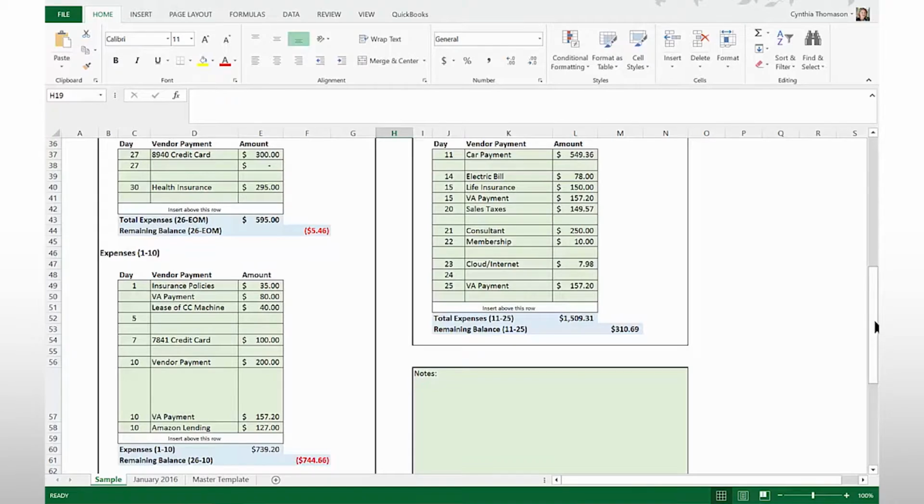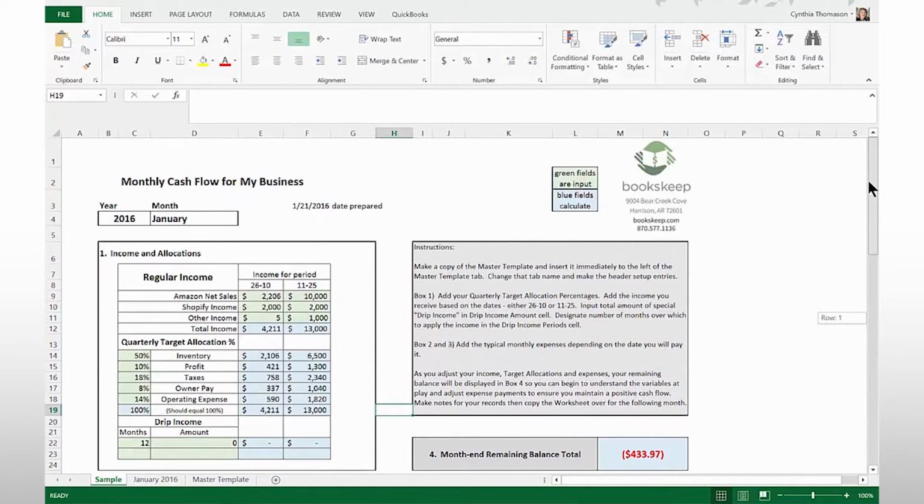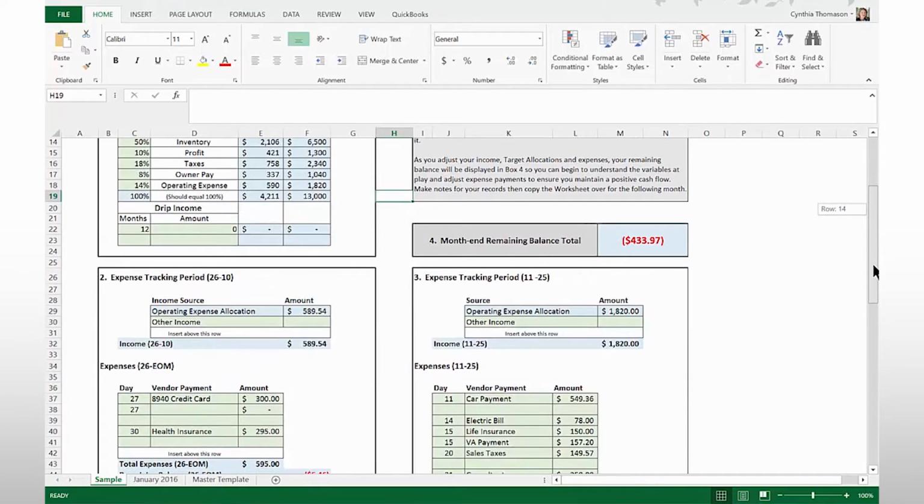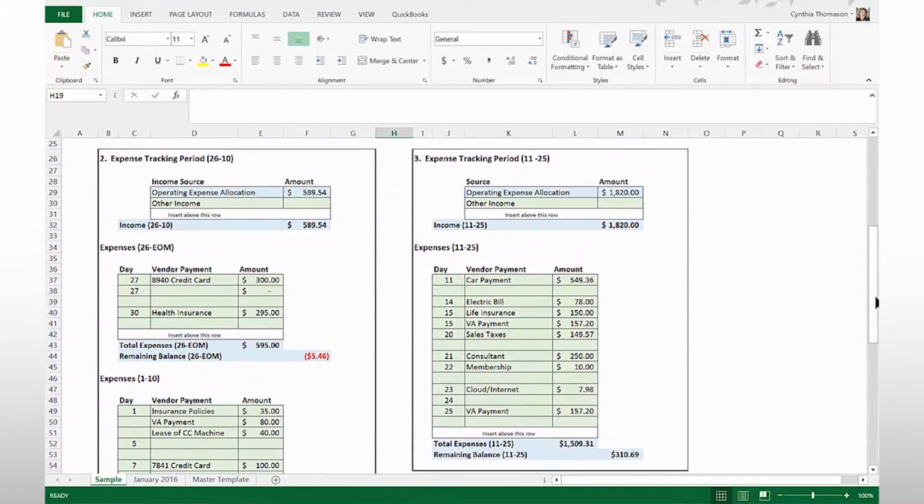The last part of the month, we're projecting to have a $10,000 payout. So if we get that $10,000 payout, and we look over here at box 3 where we're tracking expenses for the last 2 weeks of the month from the 11th through the 25th, you can see that by having that $10,000 payout, $1,820 will be allocated to your expense allocation. So while things didn't look good the first part of the month, they look a lot better for the last half of the month.